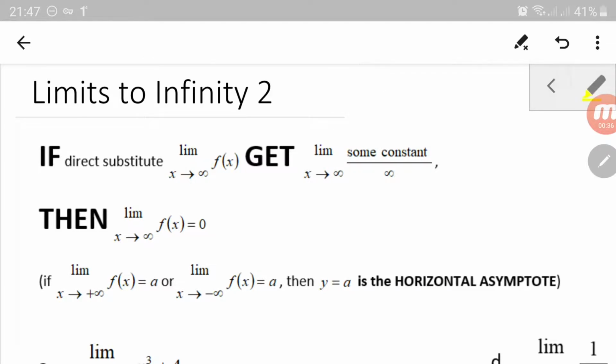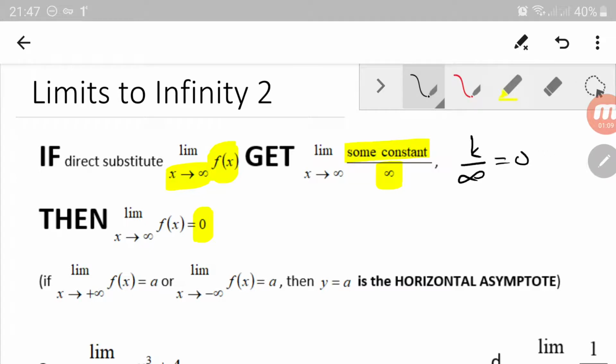Okay, now why is this the second one? Because if we directly substitute the value of infinity into the function, and we get some constant divided by infinity, then whatever we have is 0. Then the limit is 0. Because if we have a constant and we divide by so many things, the value is 0, because the value is too small that we can neglect it.